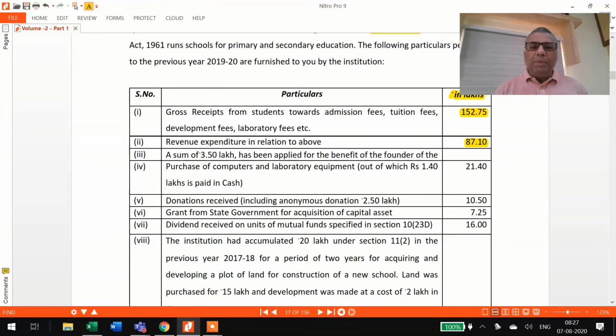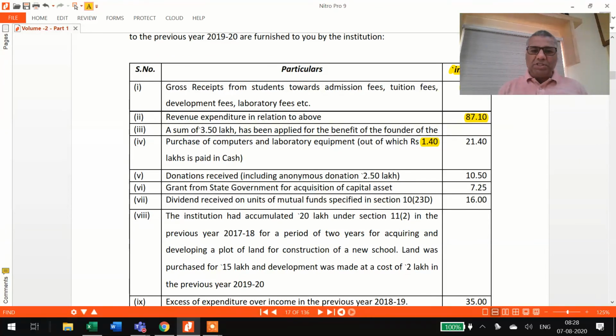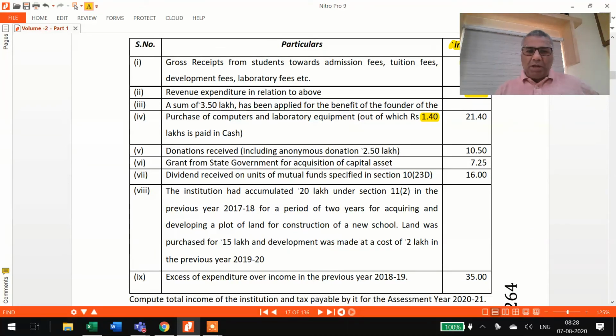Purchase of computer and lab equipments 21.4, out of which 1.4 is cash expenditure. Donation including anonymous donation. Grant received from state government for acquisition of capital assets. Dividend received from mutual funds, which is exempt under 10(23D). The institution has accumulated 20 lakhs under conditional accumulation in the year 17-18 for a period of 2 years.